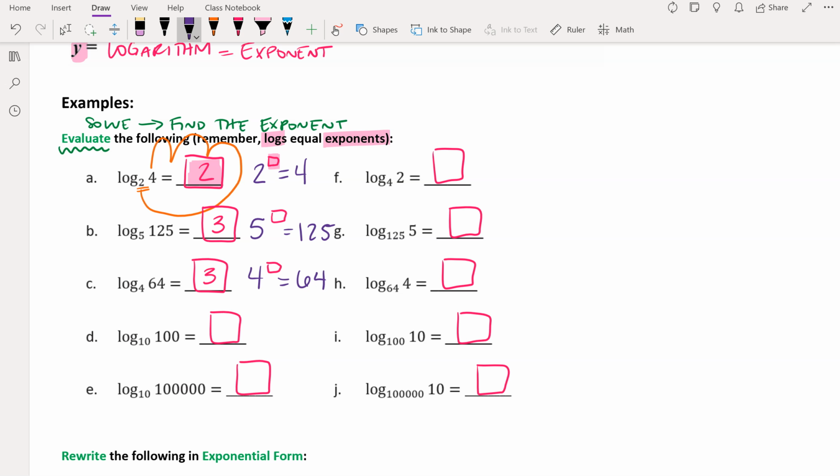Let's go 10. Ooh, 10s are fun because there's a trick. So let me show you the trick with 10s. 10 to what exponent gives me or equals 100? Here's a trick with 10s, y'all. Count the zeros. How many zeros did we get on the 1 after we put an exponent on it? We got 2 zeros here. So we have 2. 10 squared gives me 100. There's 2 zeros on the 1, right?